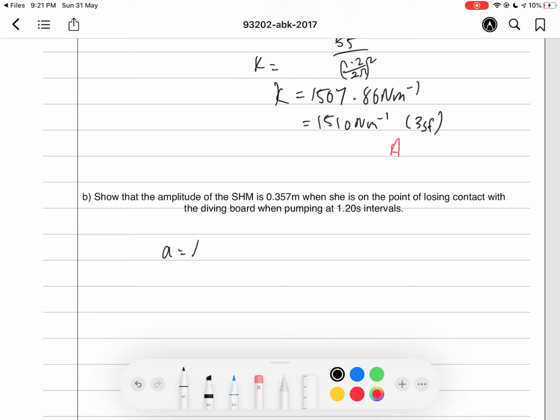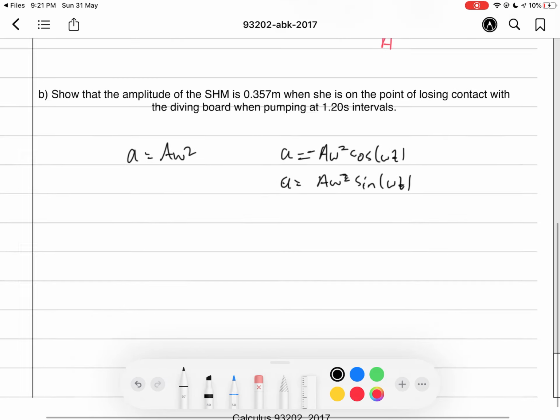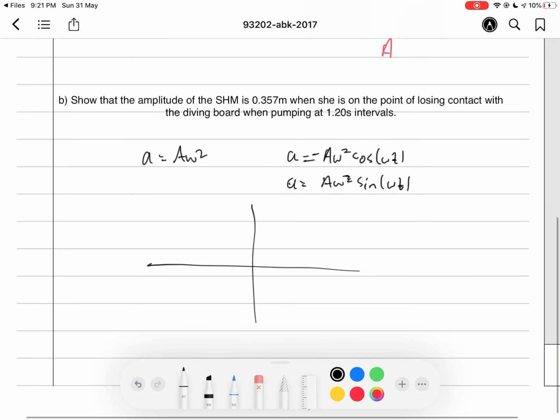We know that our maximum acceleration is equal to A omega squared. The reason that's the case is because normally we can say that a is equal to negative A omega squared cos of omega t, or a is equal to A omega squared sine omega t, I'm pretty sure it's negative. The reason that the maximum acceleration is A omega squared is because in a cos or a sine graph, let me just draw a quick sketch here.